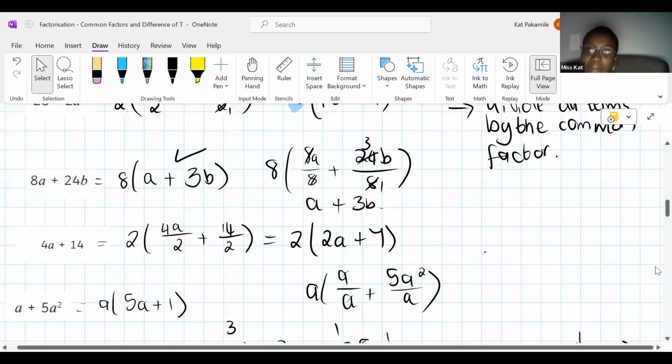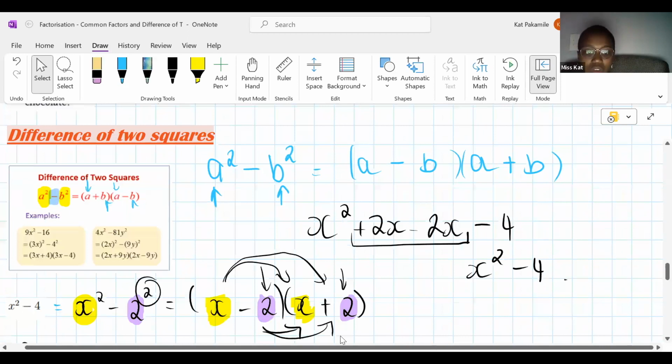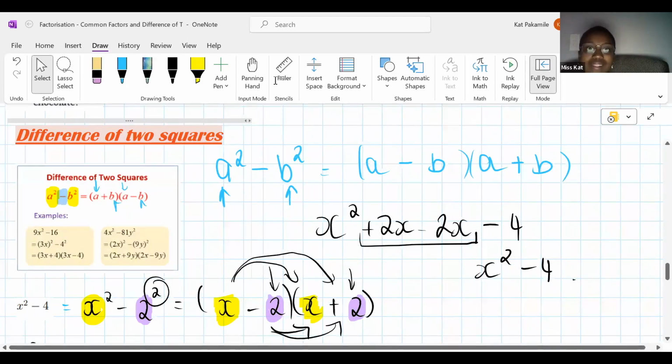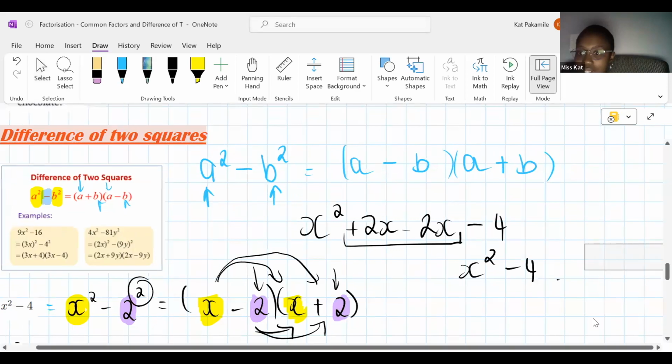Then we did the second method, which was the difference of 2 squares. So you have to check that you have 2 square numbers that you are subtracting. Okay, and we actually did quite a lot, guys. You should be proud of yourselves.